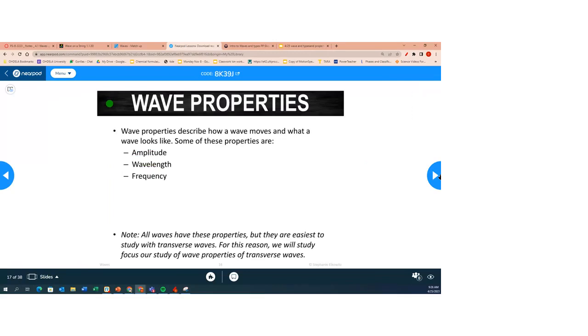All right, so wave properties describe how waves move and what the waves look like. Some properties are amplitude, wavelength, and frequency. So we'll be going into wave speed tomorrow. Just want to let you guys know that tomorrow I will be in class at 9 o'clock for credit recovery. So if you're doing credit recovery, make sure that you get in there.